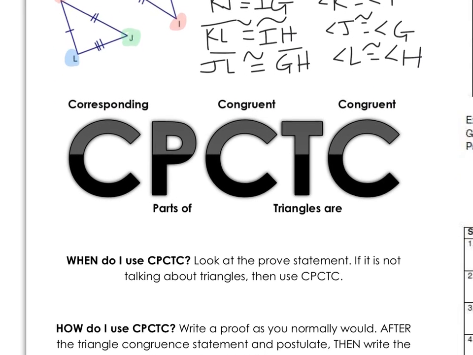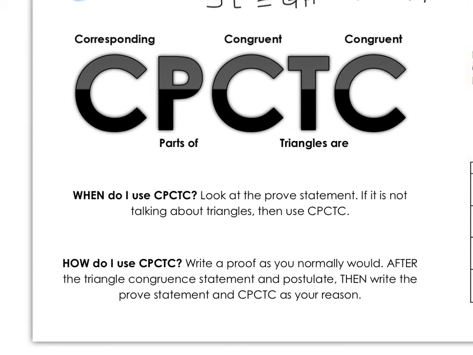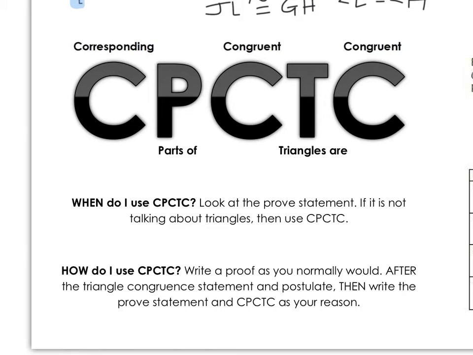But this is your new friend. I won't say best friend. I feel like I always say best friend. But CPCTC is such a mouthful, but it is handy because otherwise we have to write out the whole thing and that's annoying. It's corresponding parts of congruent triangles are congruent. That's what CPCTC stands for. Congruent parts of congruent triangles are congruent.